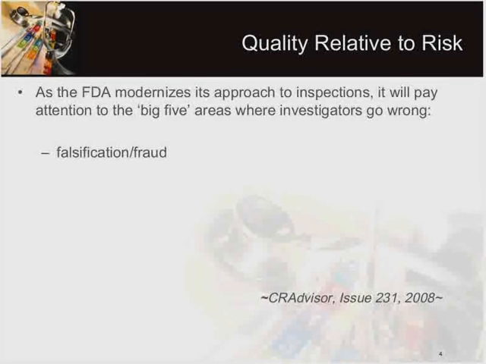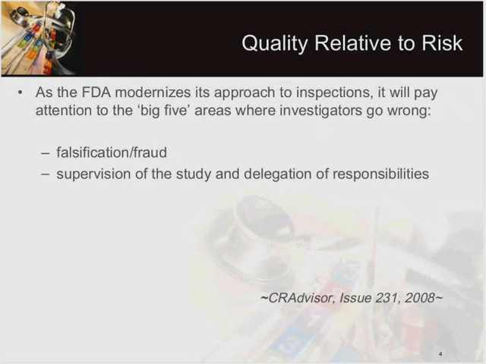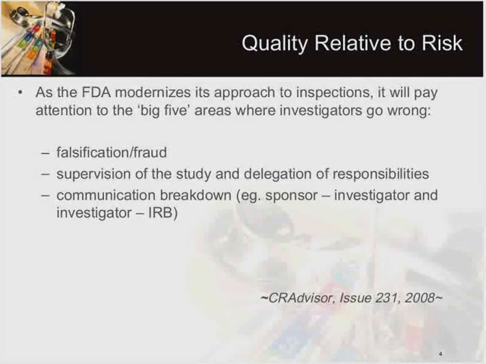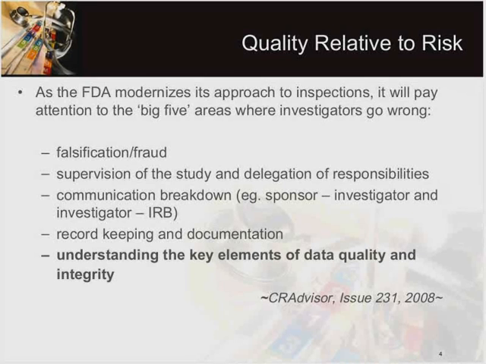And those areas include 1, falsification or fraud, 2, supervision of study and delegation of responsibilities, 3, communication breakdown, and this can be between the sponsor and the investigator or the investigator and the IRB. Also, record keeping and documentation, and most importantly, what we're going to be talking about today is understanding the key elements of data quality and integrity. So as we go along, give consideration to these areas and think about if maybe any of these areas you've seen that. We should know that the quality source documents demonstrate the greatest integrity when they meet the ALCOA standards.